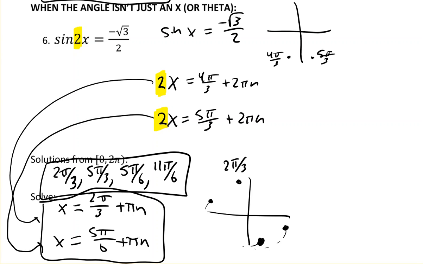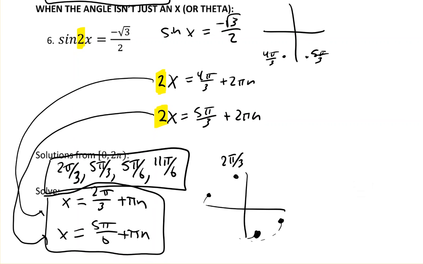So in that sense, you want to use the formulas here and backtrack and figure out which ones would fall between 0 and 2 pi. But really not that much different. You just have to be careful that you're not solving for x, you're solving for 2x, so you need to divide both sides by 2. So everything gets divided by 2.